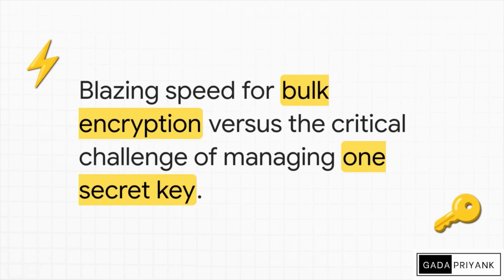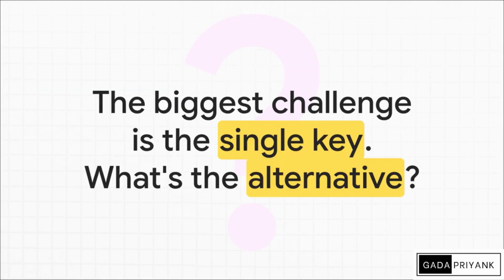And at the end of the day, that's the fundamental trade-off. On one side, you get blazing speed, which is perfect for encrypting huge chunks of data. But on the other side, you're stuck with this constant critical challenge of how to manage and protect that one single secret key. So, symmetric encryption is fast, it's powerful, but its greatest strength, that single key, is also its biggest Achilles heel. And that just begs a fascinating question, doesn't it? What if you didn't have to share a secret key at all? What if there was a completely different way to do this?